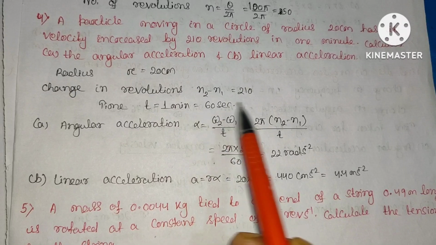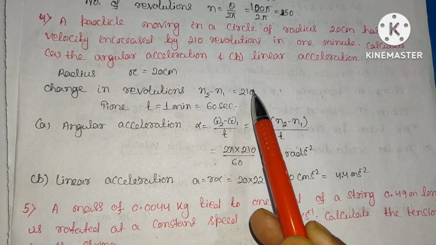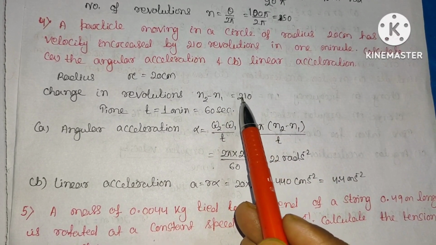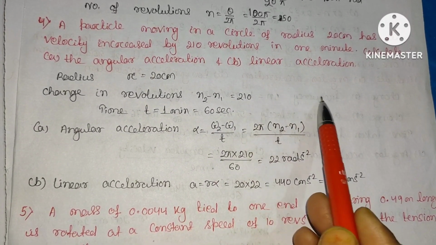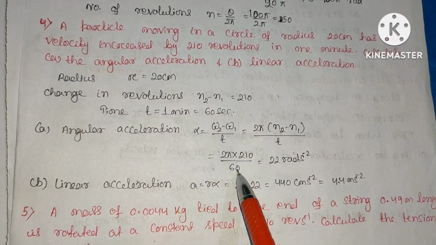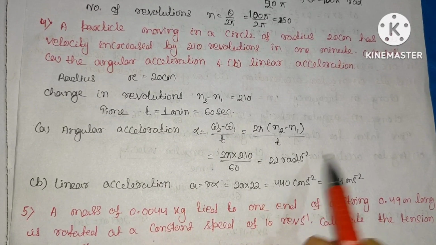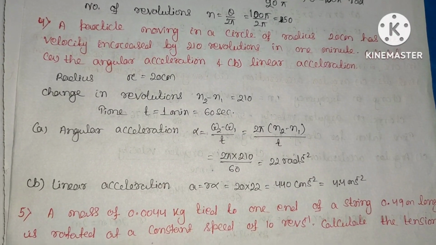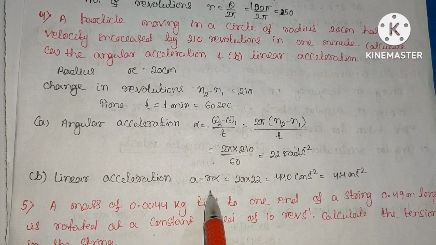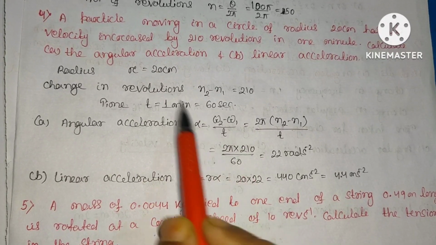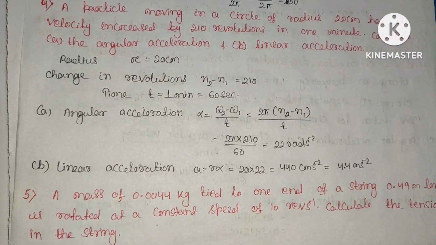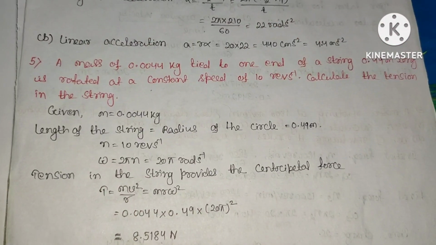So here n2 minus n1 is given as 210. So this is 210 in 1 minute, so this will be 210 by 60 seconds. So this will be 2 pi into 210 divided by 60 seconds. So that will be 22 radian per second square. So the linear acceleration becomes a equal to r into alpha. So r is given as 20 into alpha is 22. So that will become 4.4 meter per second square. I think this is clear.